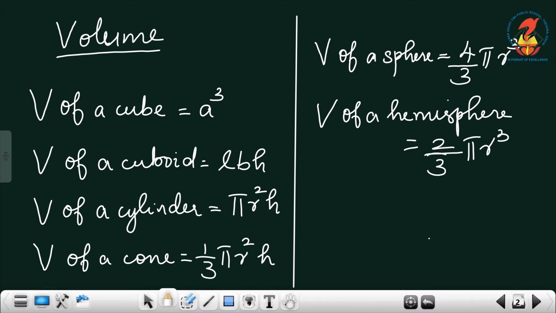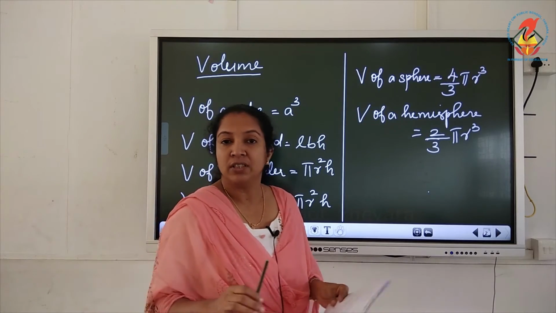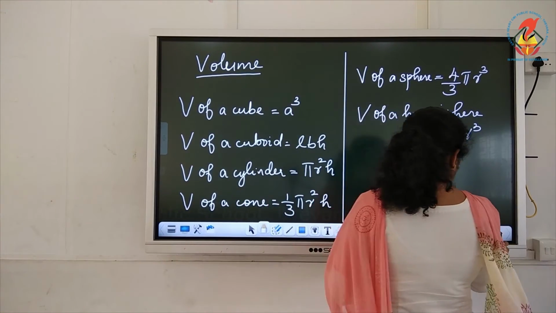Volume of a cylinder is pi r square h, where r is the radius and h is the height. Volume of a cone is 1 by 3 pi r square h. Volume of a sphere is 4 by 3 pi r cube. Volume of a hemisphere is just half of the volume of the sphere, which is equal to 2 by 3 pi r cube. Then we can start exercise 13.2, first question.